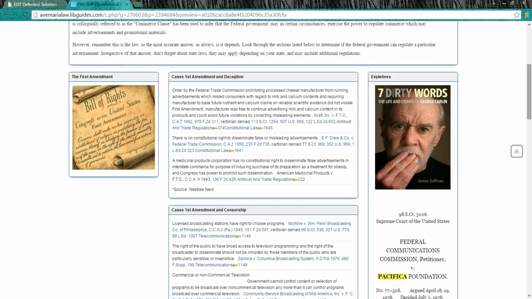There are a few different issues. Most of these cases are First Amendment issues. The cases of the First Amendment and deception: an advertiser puts out a deceptive ad, says, well, I have freedom of speech to say whatever I want, even if it's not true. Wrong. The Supreme Court says, no, that's commercial speech, and commercial speech is not the same as individual speech. So you don't have the right to lie to consumers, and we don't want you doing that. So you're not allowed to do that.